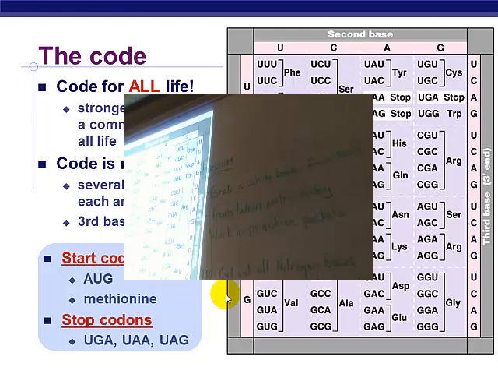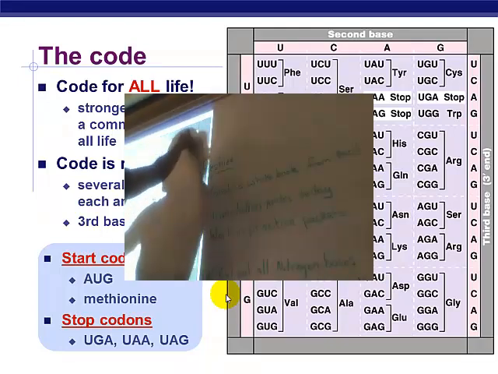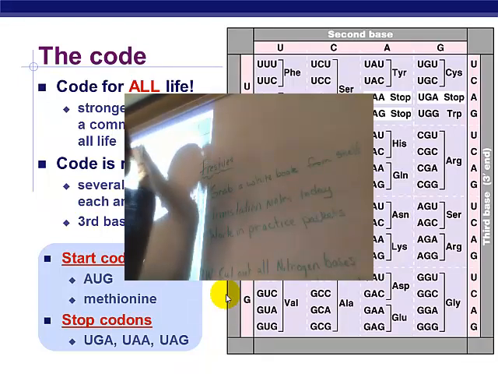My first base I look for on the left. See where it says first base? I find C. Got U, C, A, G choices. I find C. What's my second base? U. Second bases are along the top. So I find U along the top.